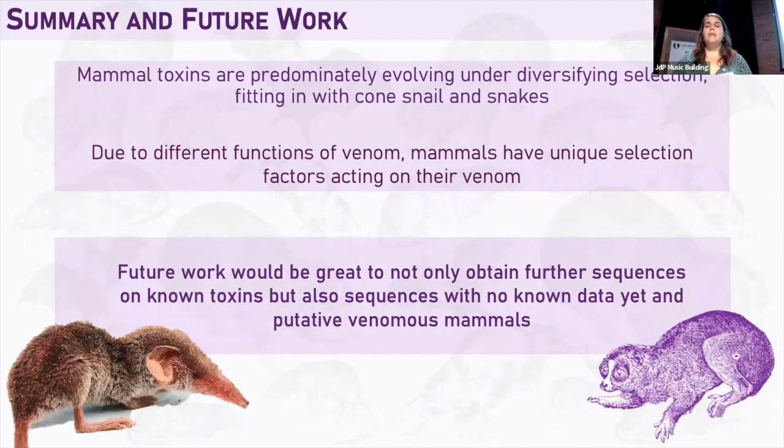What would future work entail? It would be superb to have even more sequences, but in particular sequences that have no known data or only little data, such as our brachial gland exudate and slow loris. But also, this little guy here is the Canarian shrew. In 1996, there was a paper where they put this guy into a tank with some lizards, and it was undoubtedly a venomous animal. People went, wow, that's amazing. And that's all that's been published on it.